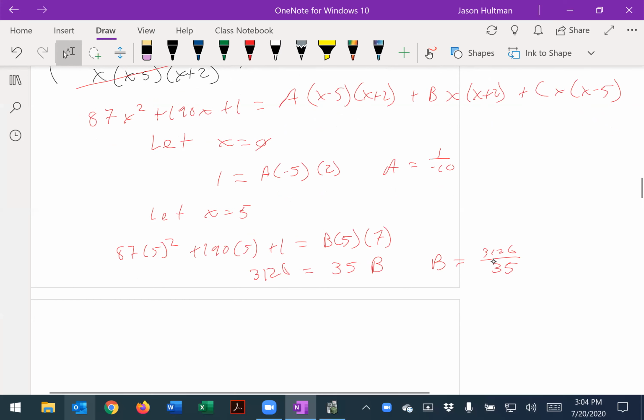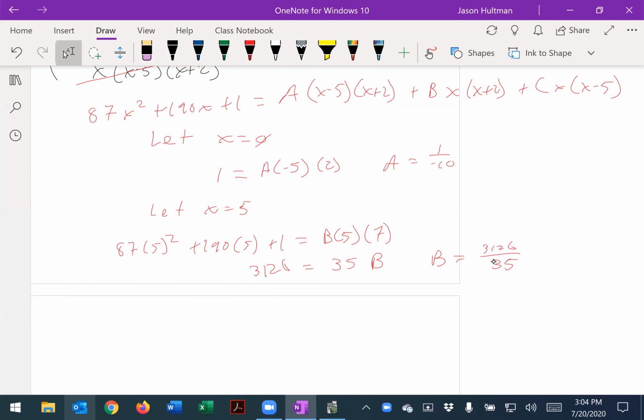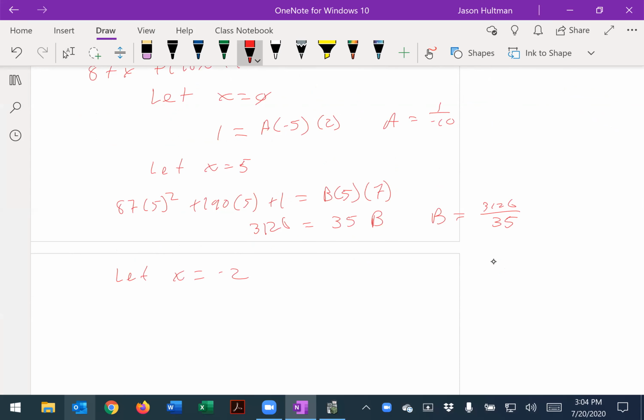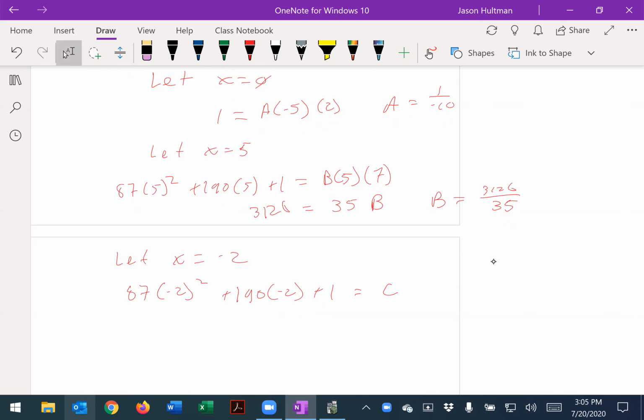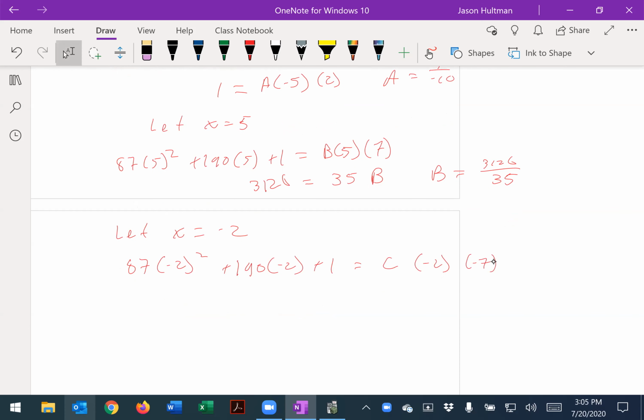Okay, now let's let x equal -2. This is going to be 87 times -2 squared plus 190 times -2, plus 1 is equal to, the only one that's going to survive here is c. c times -2 times -7. If I plug that all into a calculator, I get -31 is equal to 14c.